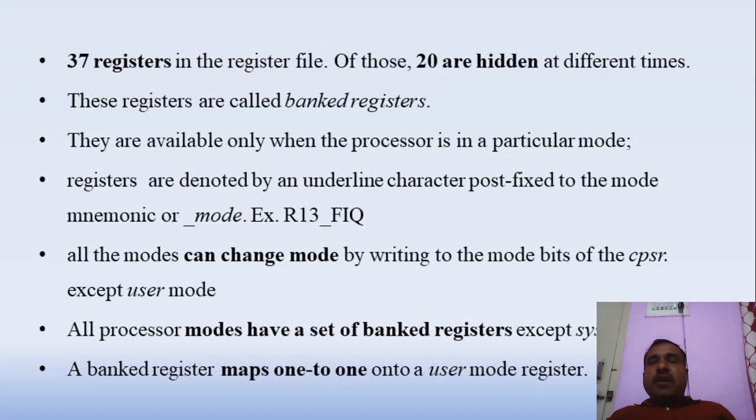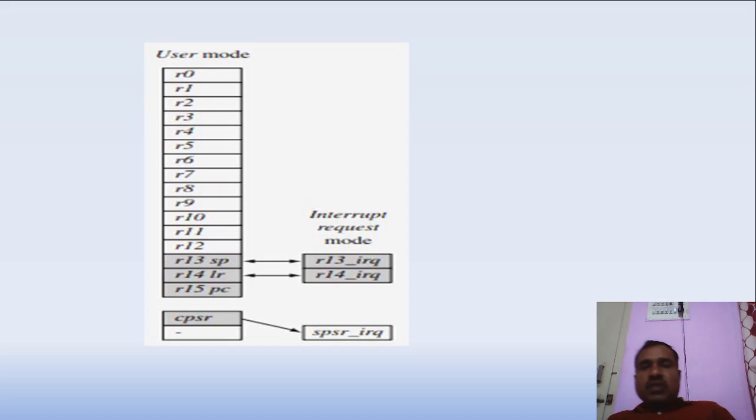So that's what maps one to one on the user mode. Suppose, as the example shown here, the processor is changing from user mode to interrupt request mode. When it is doing so, it uses R0 to R12 from the user mode in IRQ mode also. But R13 of user mode is replaced by R13 of IRQ. R14 of user mode is replaced by R14 of IRQ, and the CPSR of user mode is copied into SPSR of IRQ.